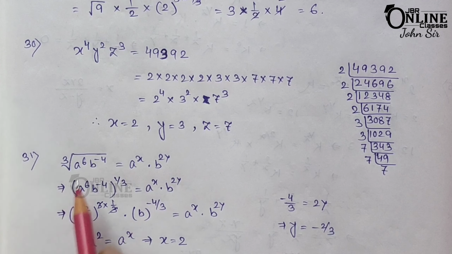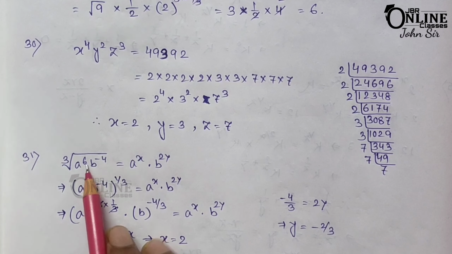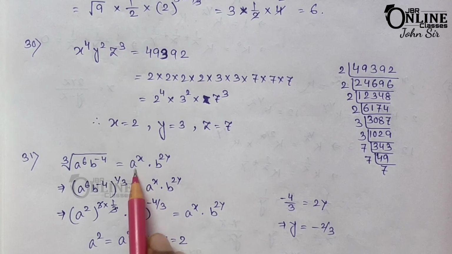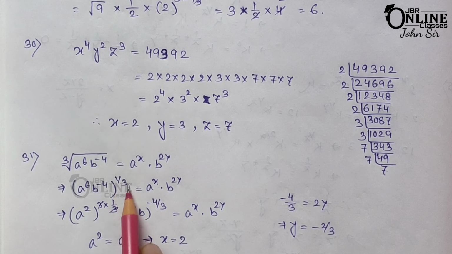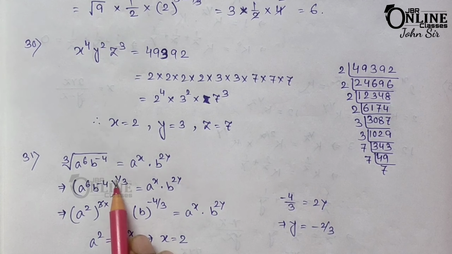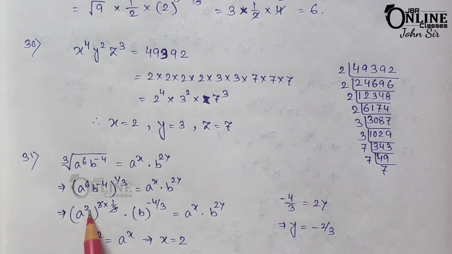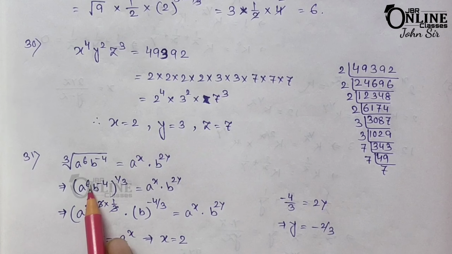Sum number 31. Cube root of a to the power 6, b to the power minus 4, equal to a to the power x, b to the power 2y. Cube root means whole to the power 1 by 3. Clear? So 1 by 3 multiplied with 6, it becomes what? As here a to the power 6 means a square to the power cube.